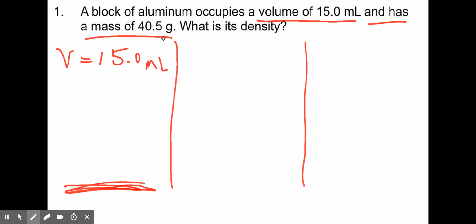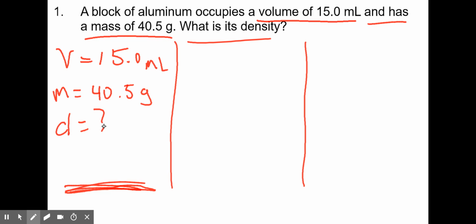And it has a mass of 40.5. So our mass equals 40.5 grams. And it asks you, what is the density? Density equals, I don't know. So that's what we're trying to solve for here. We're trying to solve for density.